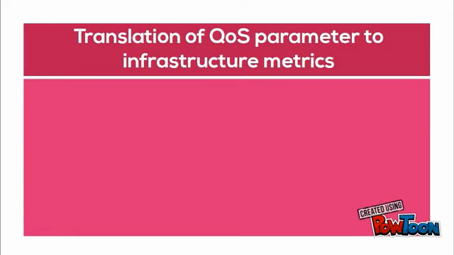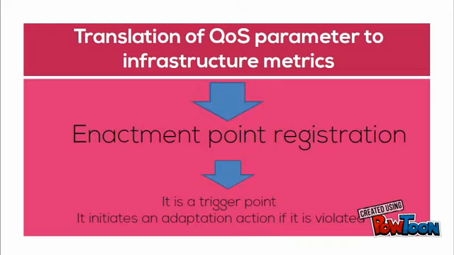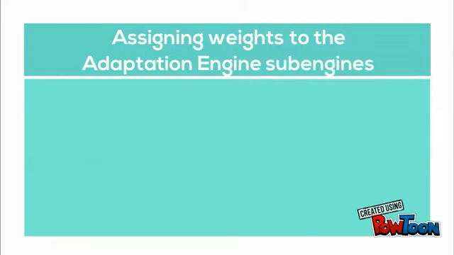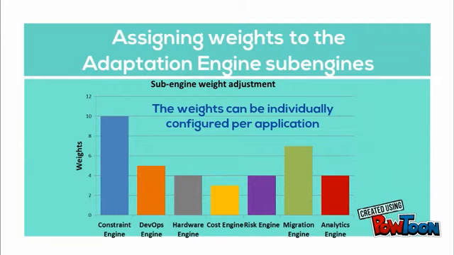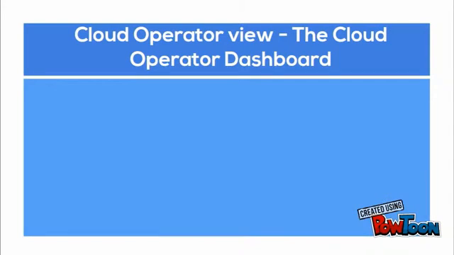Using the analytics engine, the minimal conditions of the quality of service parameters defined by the application owner are translated into measurable infrastructure metrics. CloudWave defines these as trigger conditions or enactment points for adaptation action. The CloudWave adaptation engine consists of an orchestrating framework of independent sub-engines. It evaluates a weighted input of all sub-engine recommendations and initiates the highest ranked adaptation action.